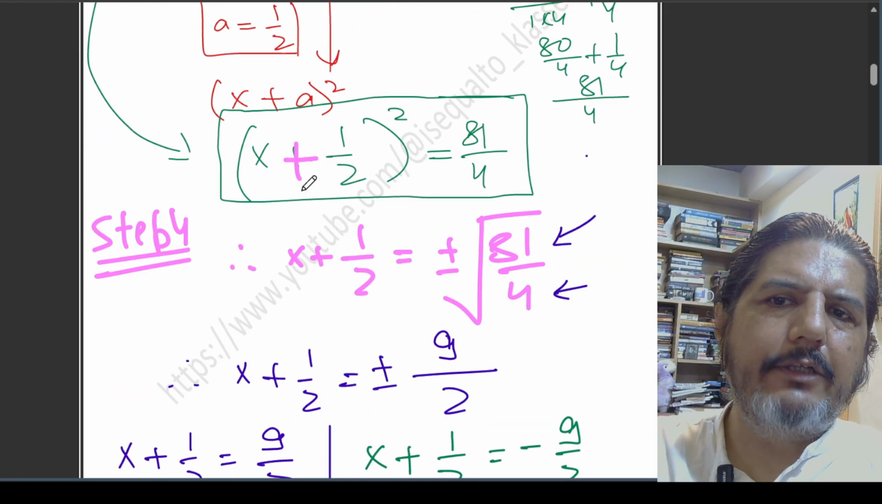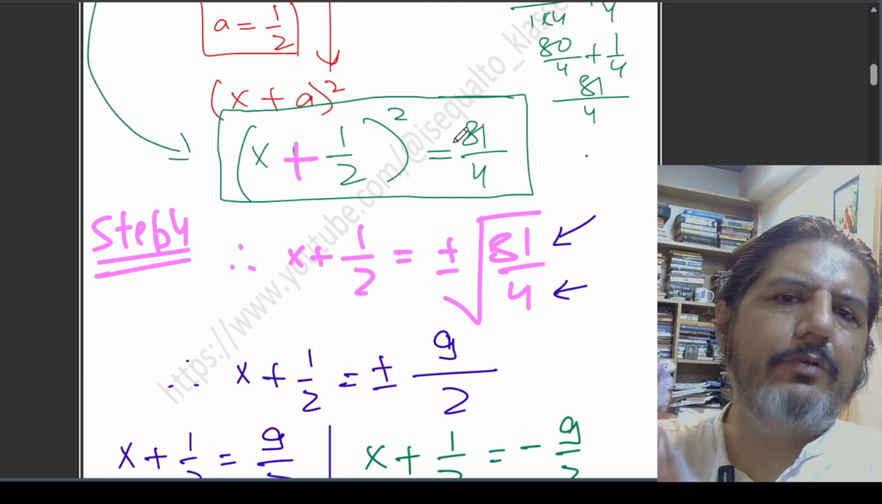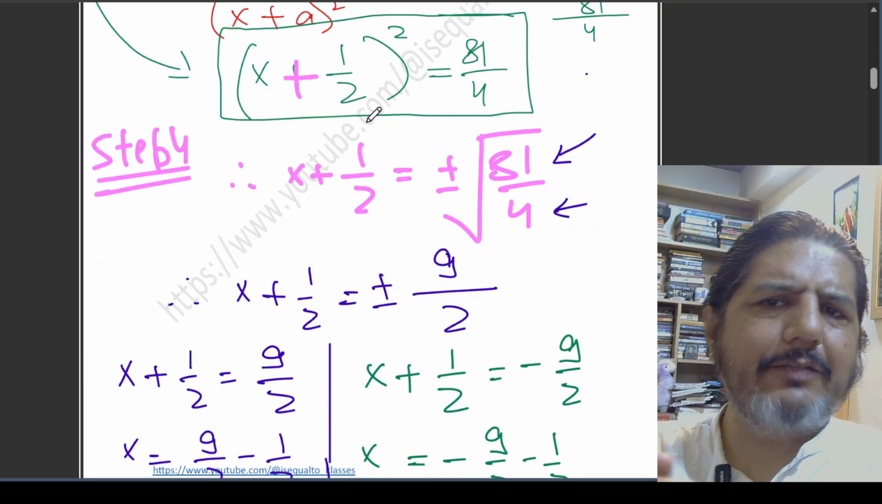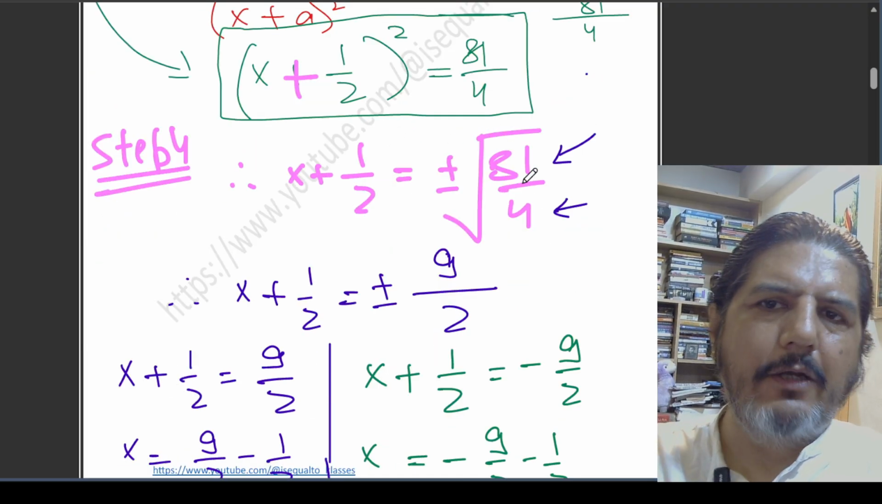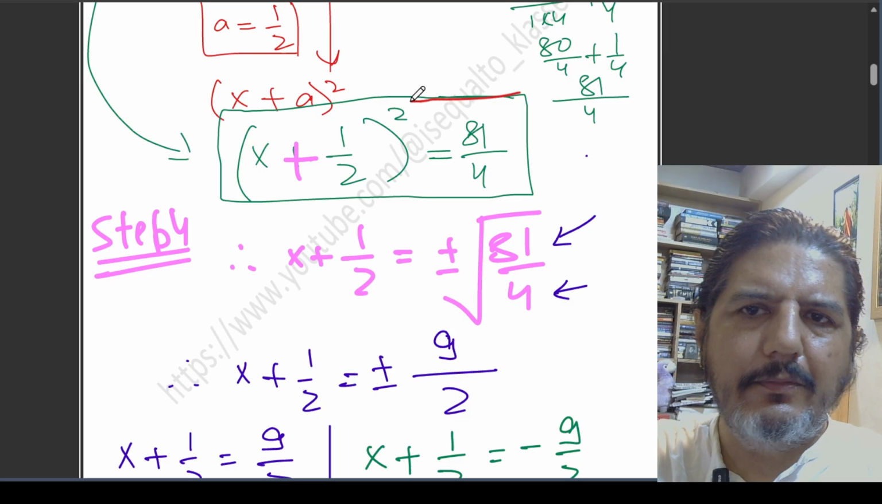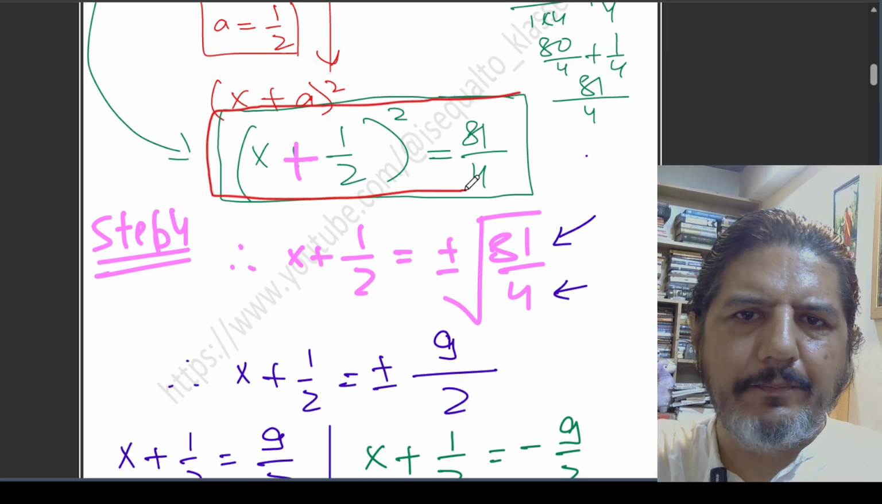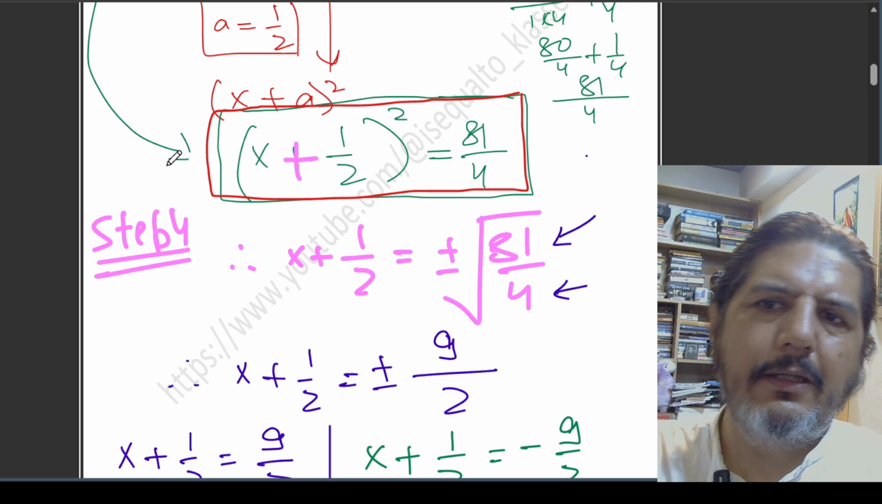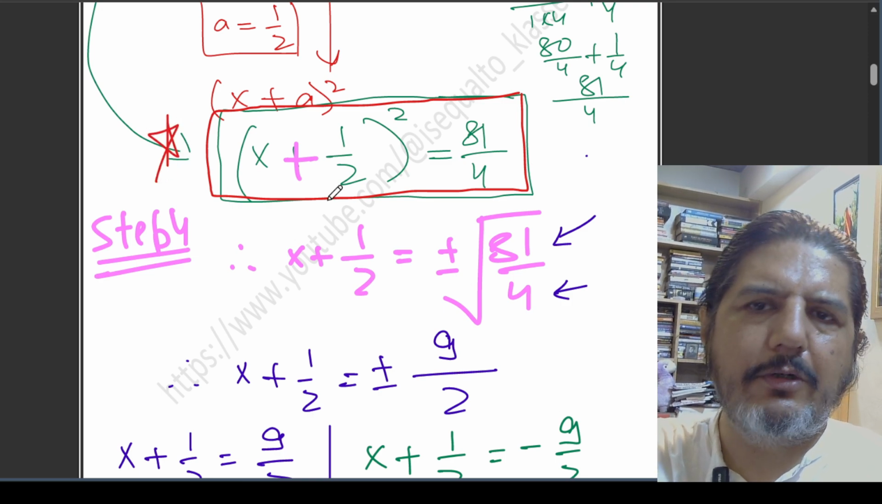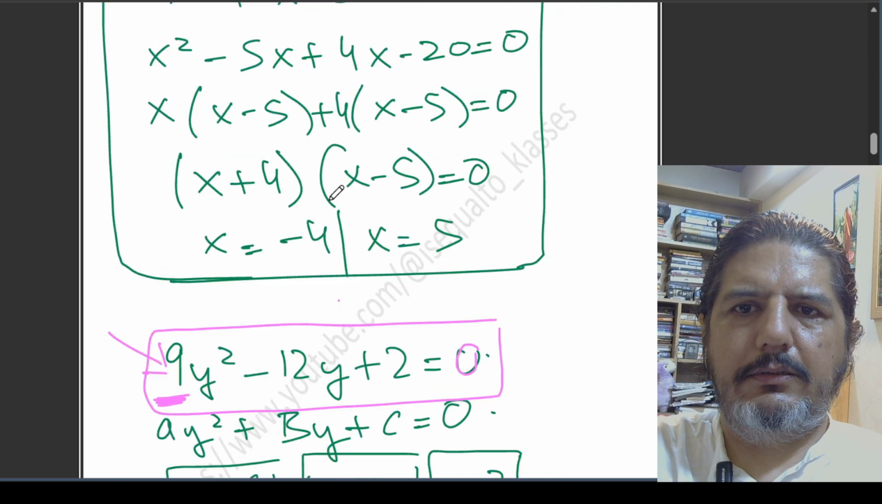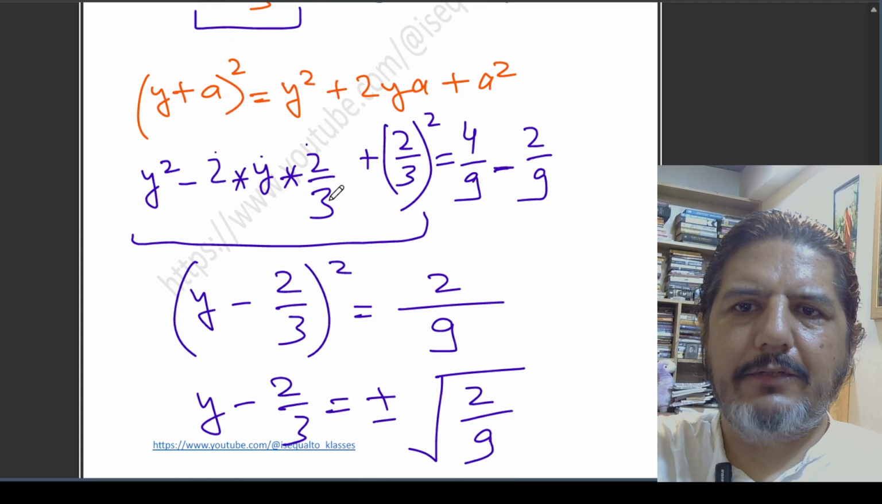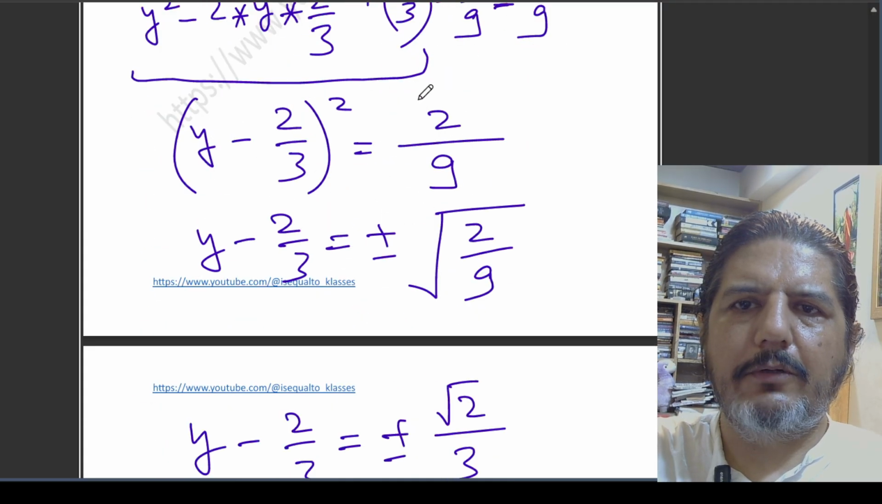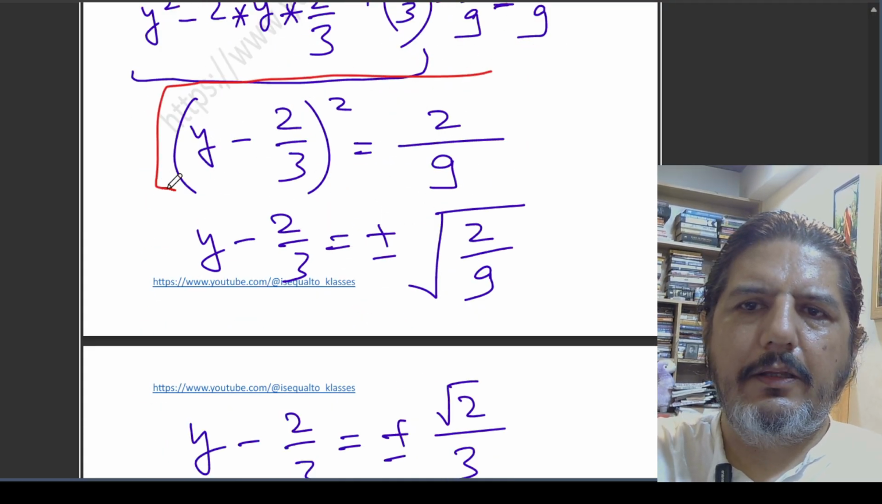And then you will reach a step like this: (x + 1/2)² is equal to 81 by 4. And then x + 1/2 is equal to plus minus the square root of 81 by 4. Once you have reached this step, then more or less the question is done. So for example, in the first question, this is the step that we got. In the second question, this is the step that we got.